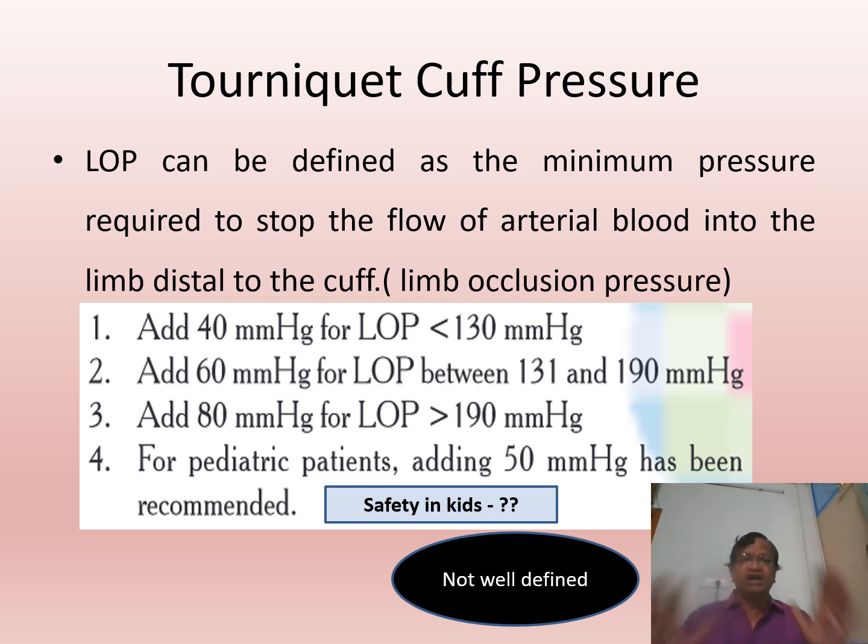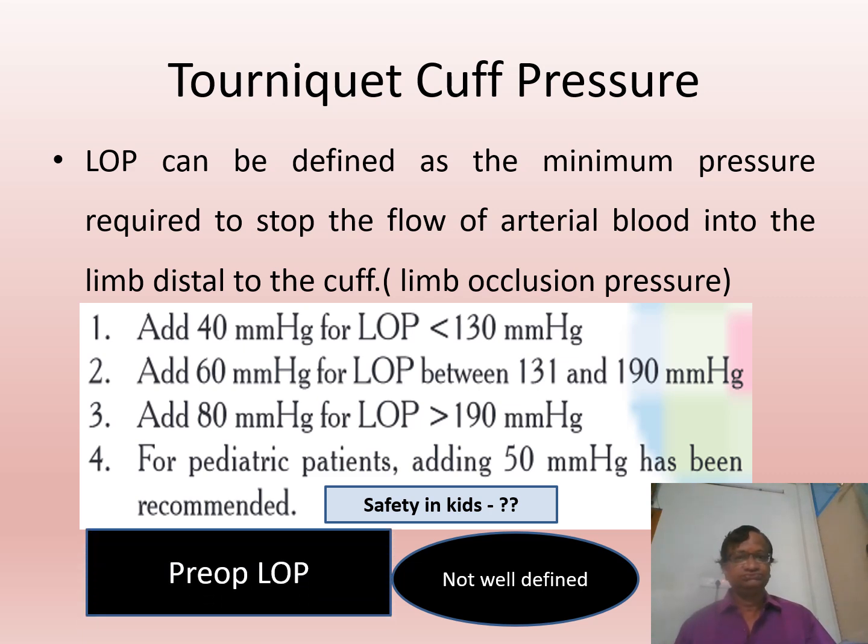You understand now? If the limb occlusion pressure is less than 130... What is limb occlusion pressure? The pressure at which the arterial supply is gone. Now we have to find out the pre-op LOP, limb occlusion pressure.